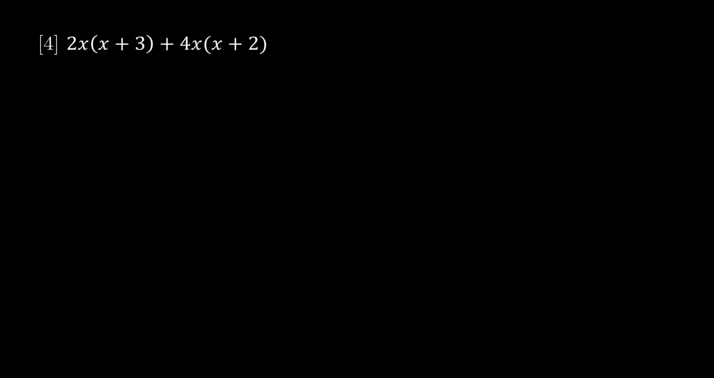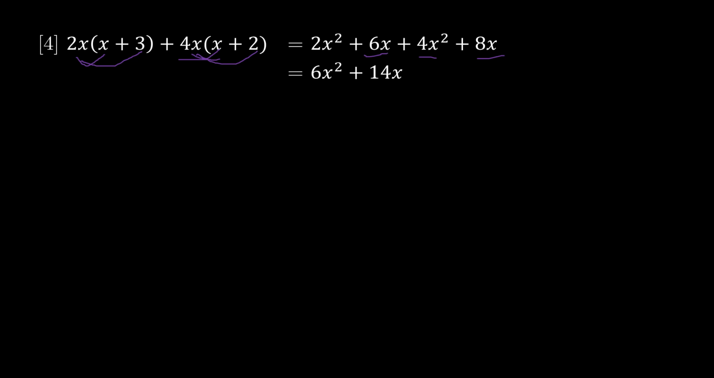Last one, we have here again. Then multiply. So we'll have this. 2x and x gives us 2x squared. 2x and 3 gives us 6x. 4x and x gives us 4x squared. 4x and 2 gives us 8x. Notice that 2x squared and 4x squared are similar terms, the same with 6x and 8x. Combining those similar terms, you'll get 6x squared and 14x.